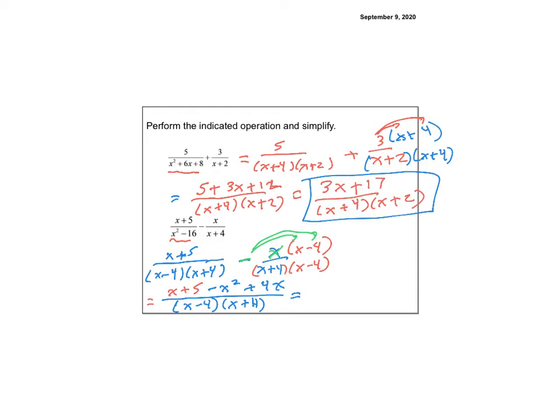All right, so now let's go ahead and combine our like terms. I like to put my squared term first, so it's a minus x squared. The sign follows what's in front of it. We can combine our x and our plus 4x, so a 1x plus a 4x is going to give us a 5x. And then we just have a plus 5 all over x minus 4, x plus 4. So that's all the farther we can really go with that one.